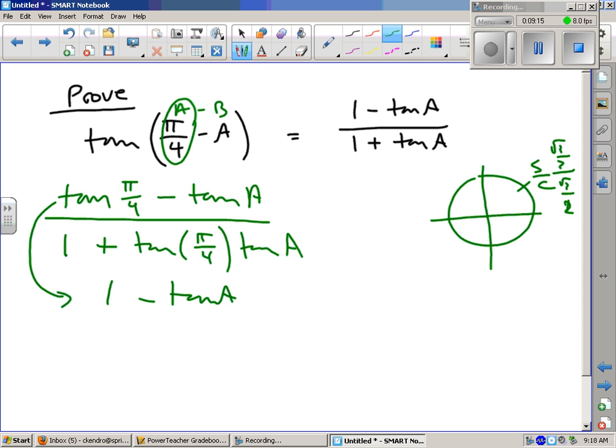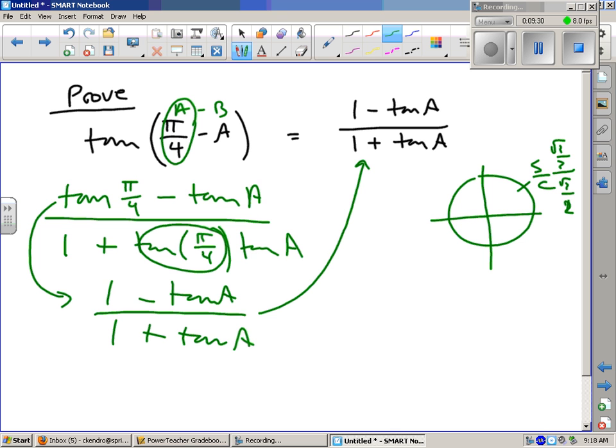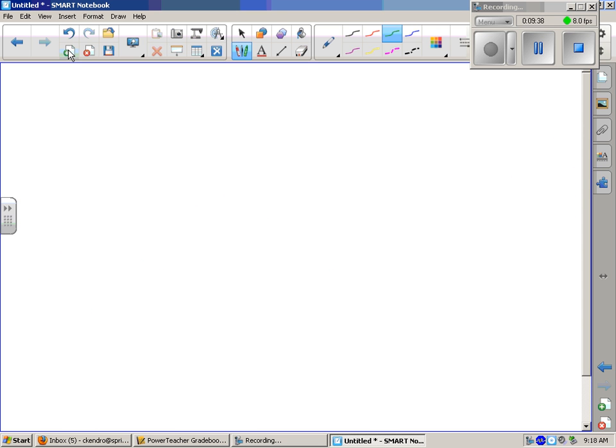And then tangent of a we can't really do anything with. Down here is 1 plus, this whole thing is 1 times tangent of a, so it's still tangent of a. So there you go. We got it to work. That's pretty much all you have to do. You just kind of work out the left side till it makes out to the right side. Okay, one more to do, and then we'll be done.